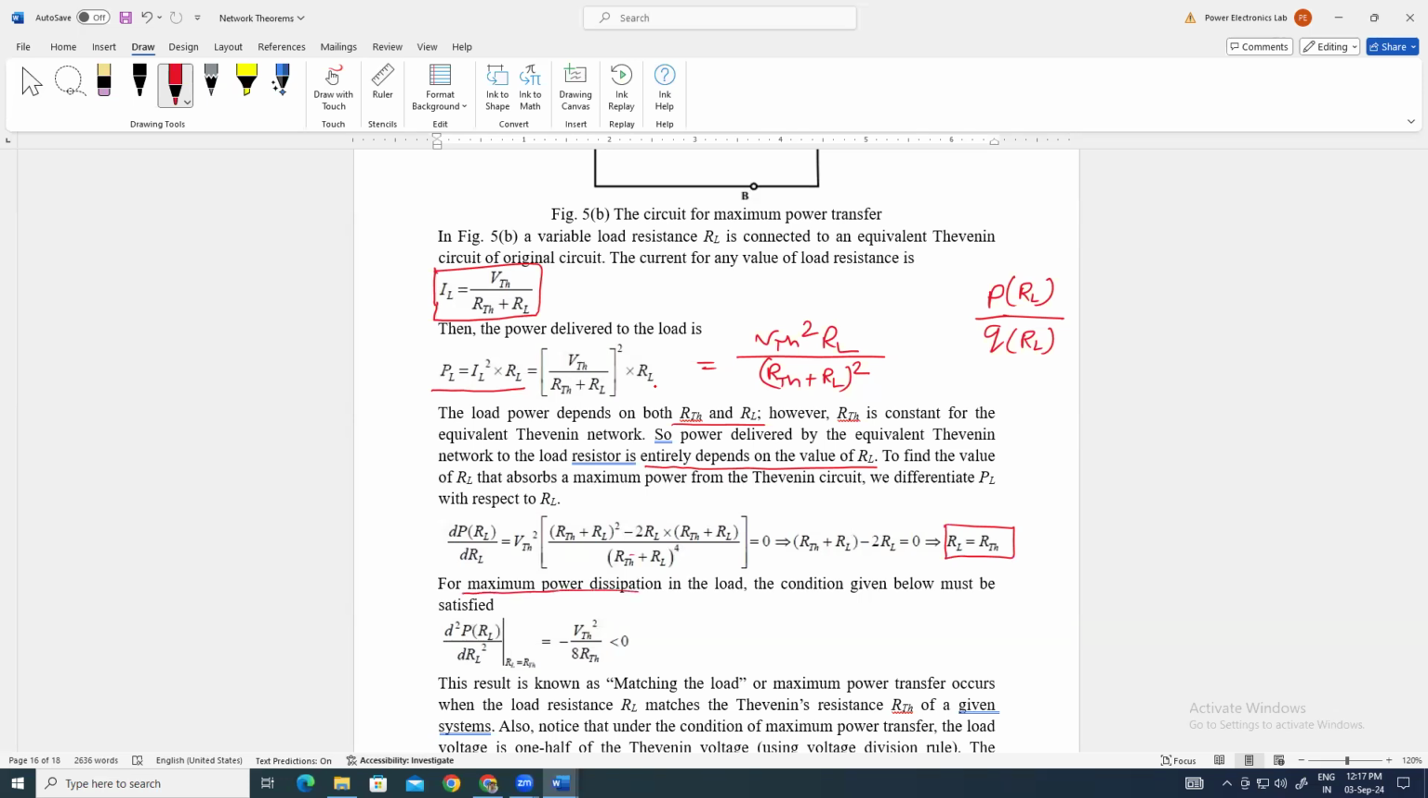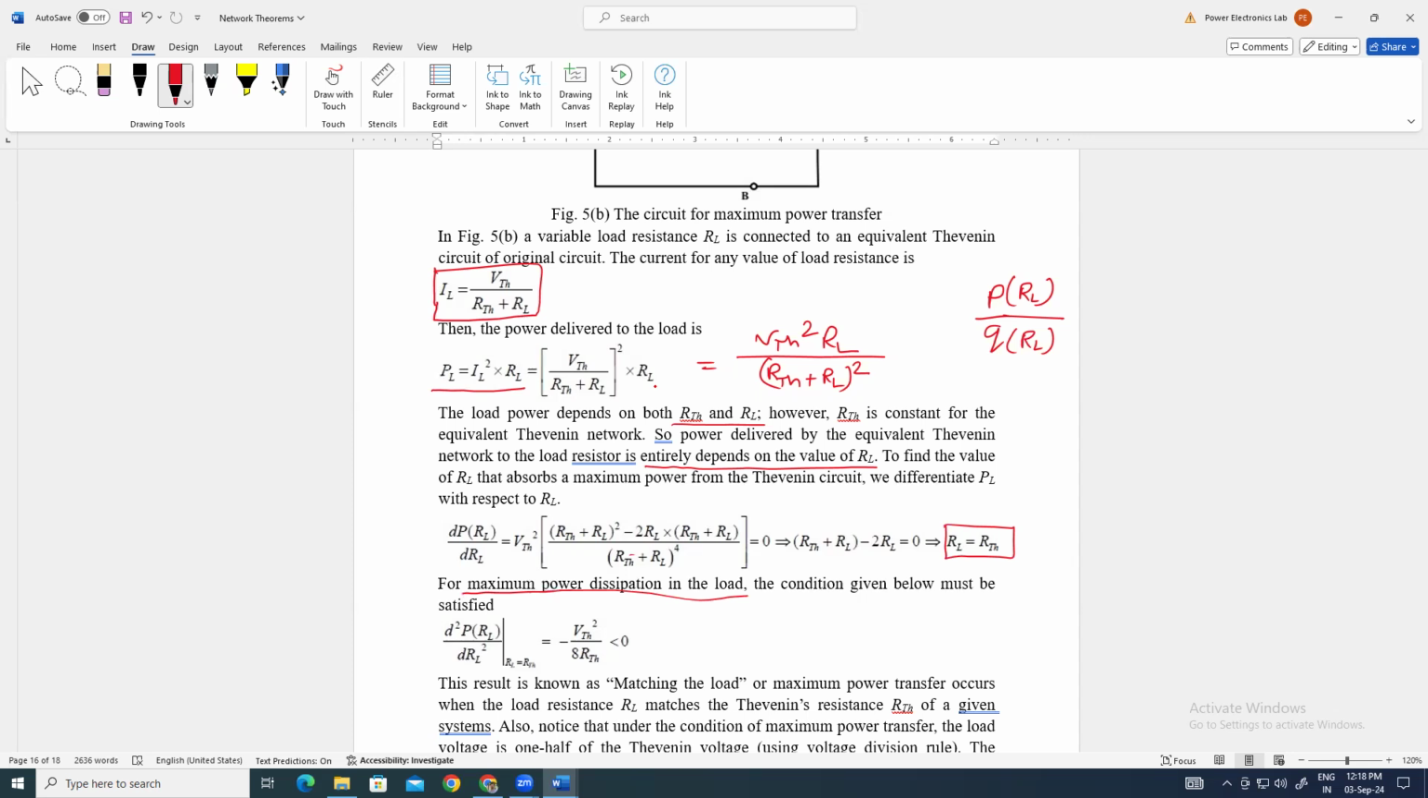For maximum power dissipation to load, this condition must be satisfied. Means we have to see whether the value of RL, whatever we are getting, gives maximum power or minimum power. So for that we have to use double differentiation. So d2P/dRL square, where RL is equal to RTH we will put. So we are getting minus VTH square upon 8 RTH.